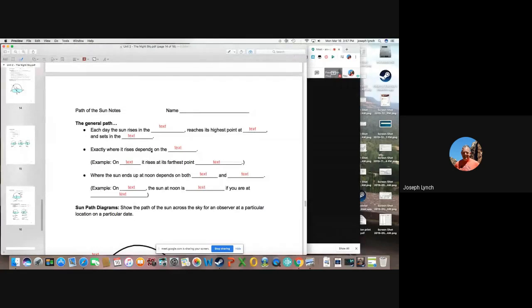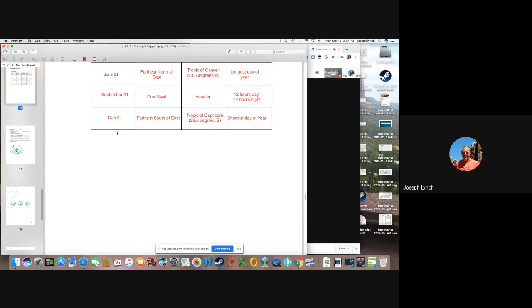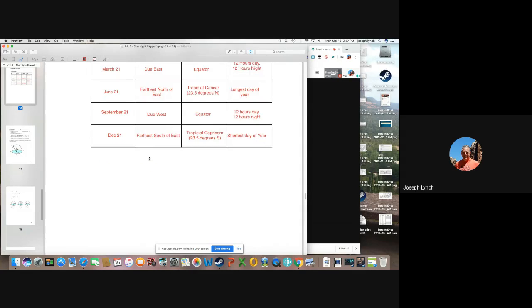So we're going to do some more detail on the path of the sun. This is where we left off the notes, but I'm going to go back and review for a moment what we had last time we were in class. And we had these 4 dates where we wanted to know about what the sun is doing. So on March 21st, the sun rises due east, and the sun is directly over the equator. And on June 21st, it rises the farthest north of east it gets, and the sun is directly over the Tropic of Cancer, and so on. Just remember that this chart is here, and you can always refer back to it.